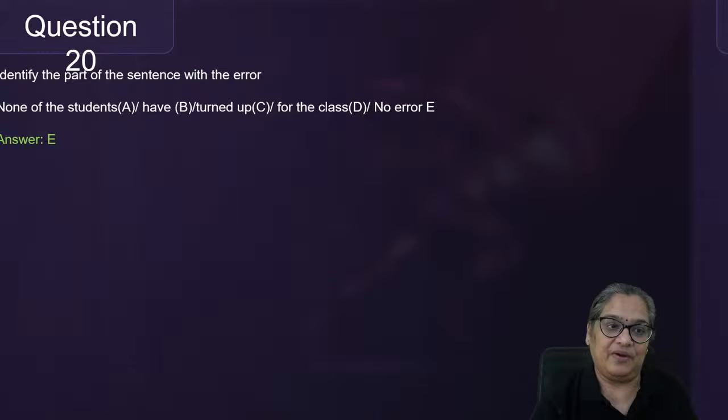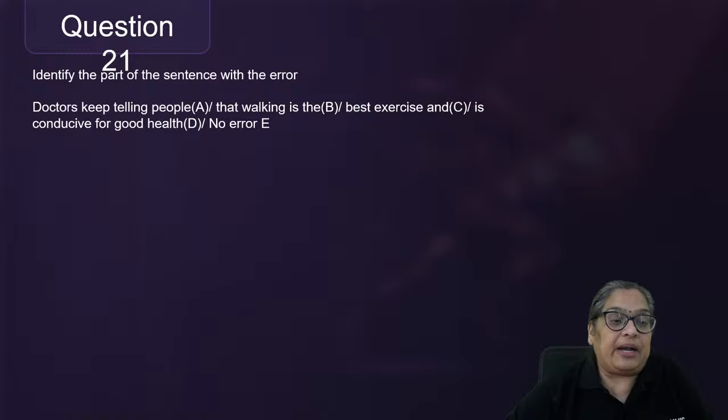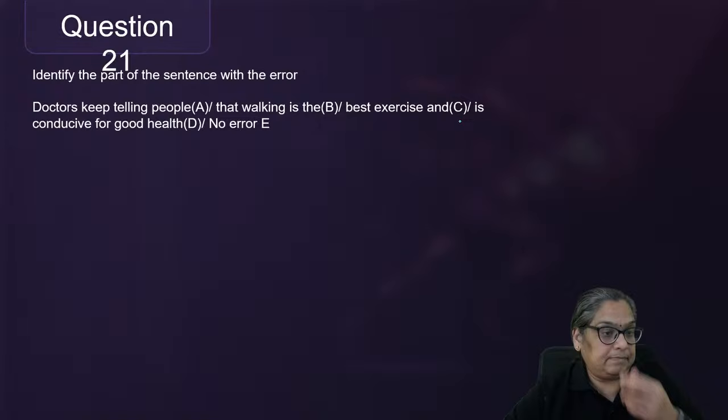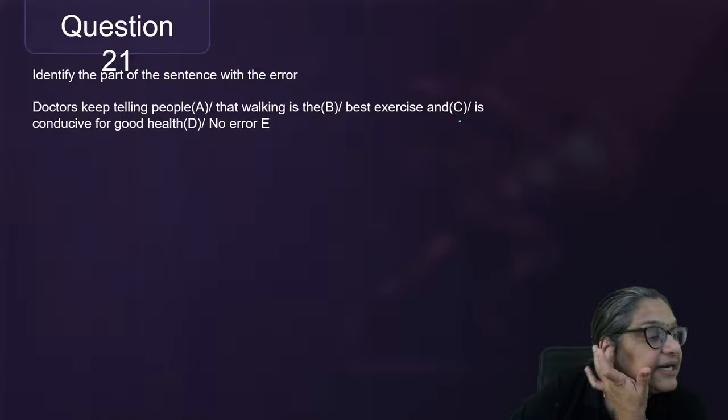Next one, question 21. Doctors keep telling people that walking is the best exercise and is conducive for good health. Doctors keep telling people that walking is the best exercise and is conducive for good health. 21. 20 is E, no error. The sentence is correct as it is. What is the answer for 21?